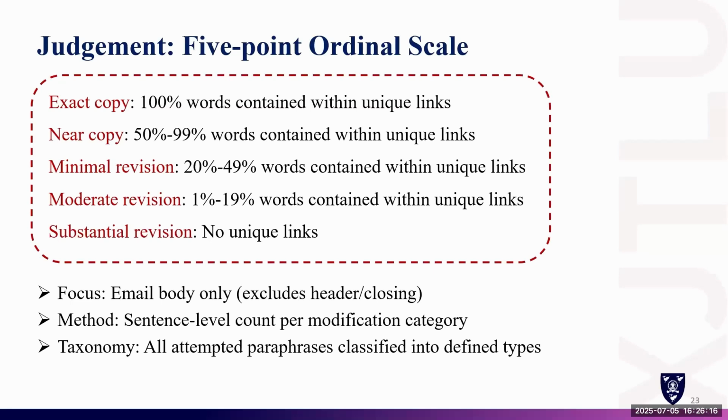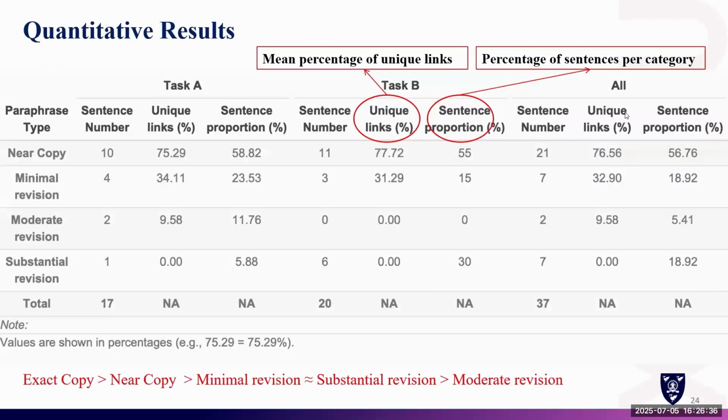And our analysis focused on the email body only, excluding the header and the closing section. For each email, we counted the number of sentences belonging to each type of text modification, and all the attempted paraphrases were classified into specific types within the taxonomy. So here is some preliminary analysis based on the results.